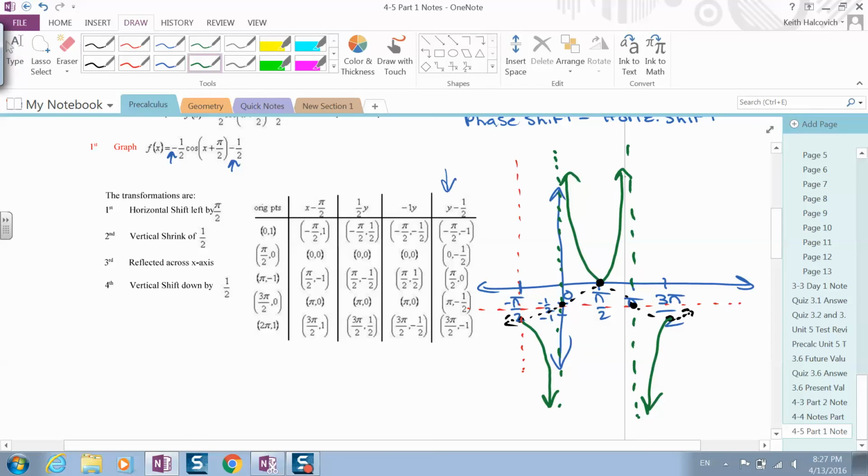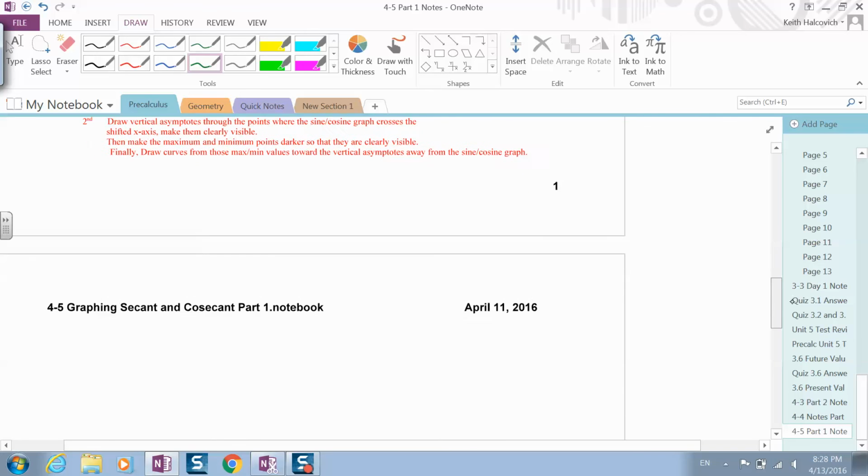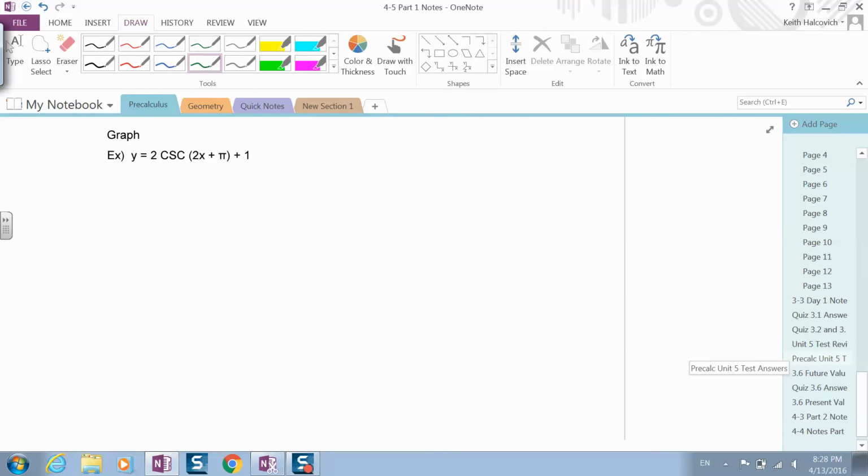Now notice there's no amplitude because this goes on forever. So the period is 2 pi because there's no horizontal stretch or shrink. And the phase shift is to the left pi over 2. All right, so now if you notice, the next one we're going to do is a cosecant graph.